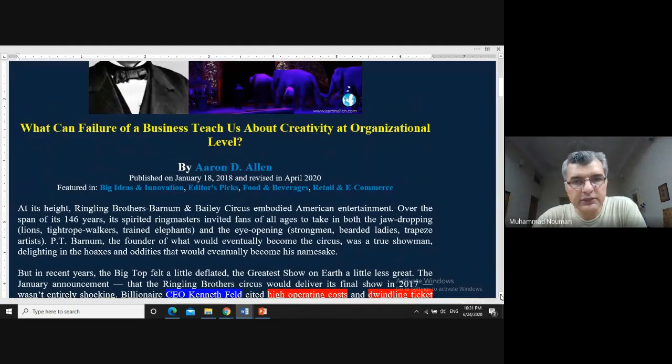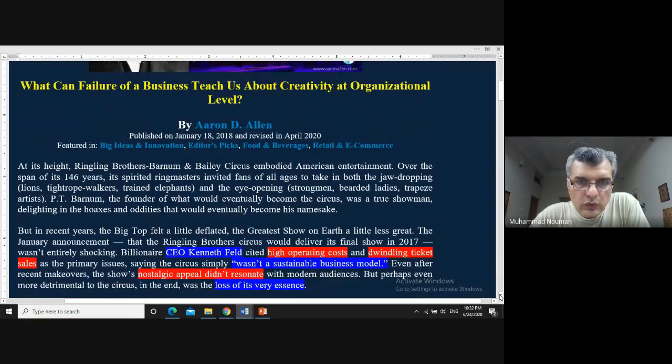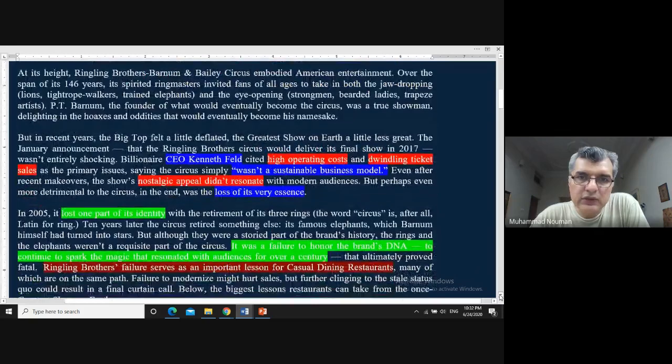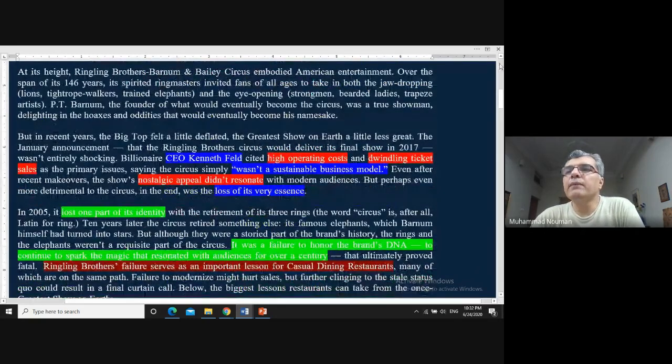And as I had mentioned, this has been written by Aaron D. Allen. The source and the other information is provided below. There have been some changes which I have incorporated in this handout. So there have been some updates as of April 2020. Some of the key aspects of this handout, I have highlighted them.